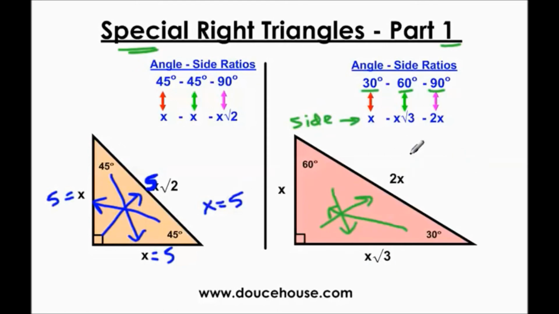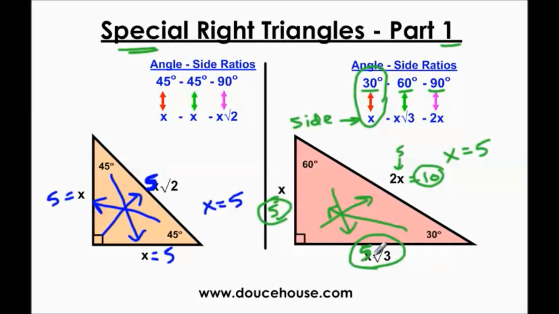And again, let's just say x is 5. Well, which side do we know? Do we know the one opposite the 30, opposite the 60, or opposite the 90? Well, we know the one opposite the 30 because x is 5 here. So this guy is equal to 5. Now, since we know what x is, I'm going to substitute in that number wherever I see an x. So this x now becomes a 5. So the side length here is 5 square root 3. And then since we know x here is 5, I'm going to take 2 times 5, and that side length equals 10. And so these are the side measures of this triangle.